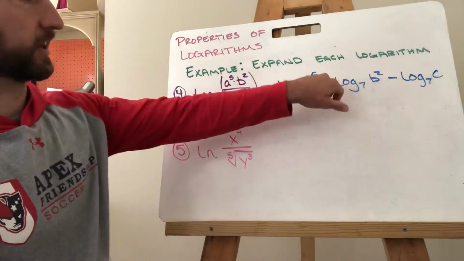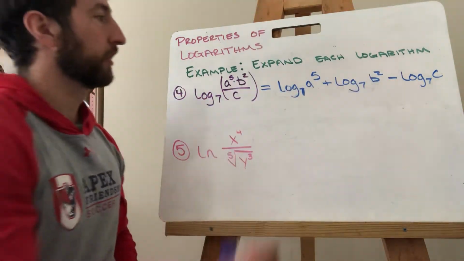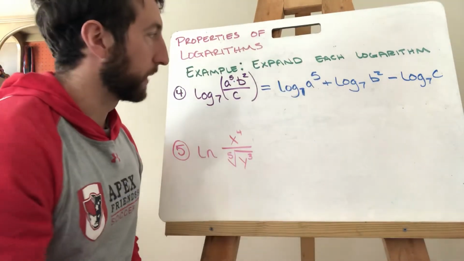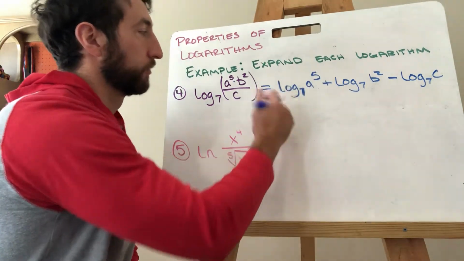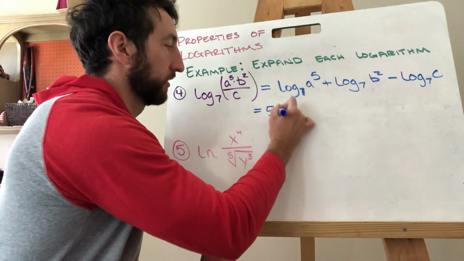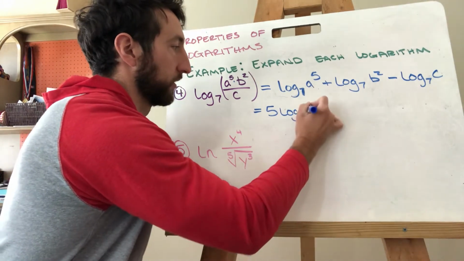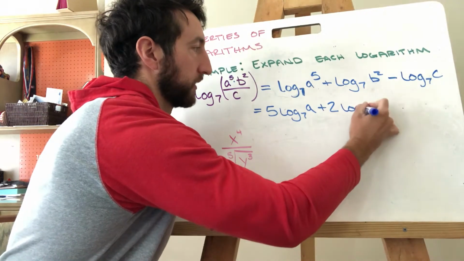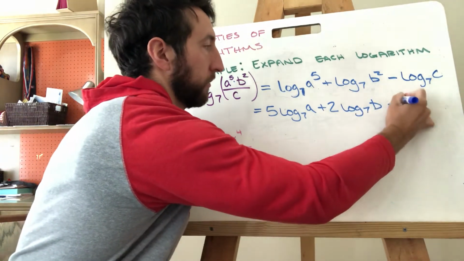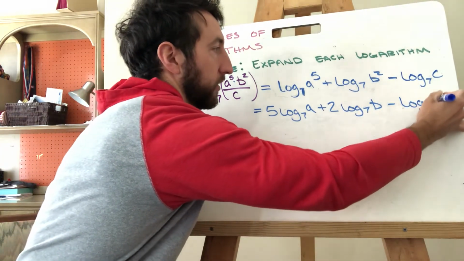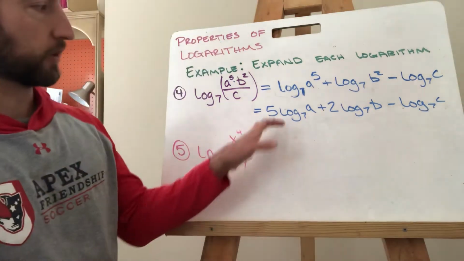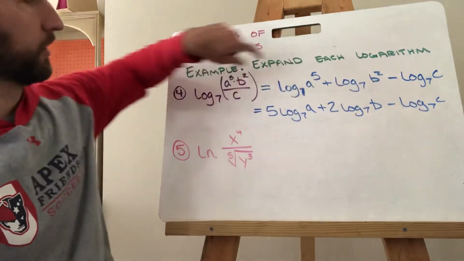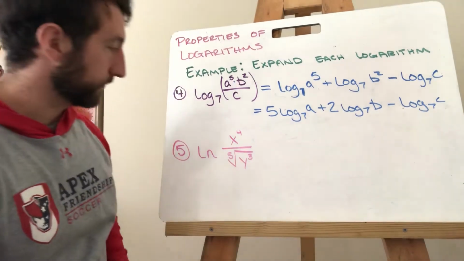But we still have these exponents. So what we want to do is simplify those. So remember, we have our power rule. So the 5 would just move out front. So we have 5 log base 7 of a plus 2 log base 7 of b minus log base 7 of c. So that would be our fully expanded form for this logarithm.